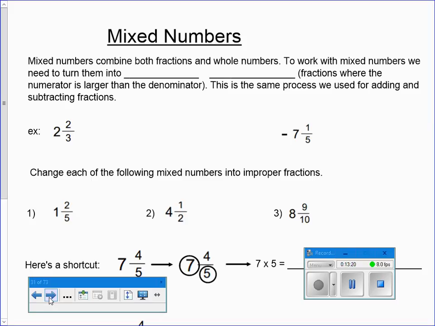So the next thing we're going to look at is when we have mixed numbers instead of fractions. So instead of just one fraction, we have a whole number and a fraction together. To work with these, what we're going to do is turn them into improper fractions.